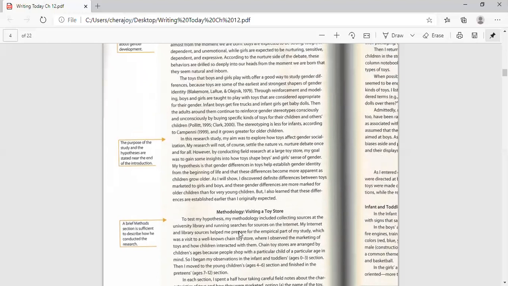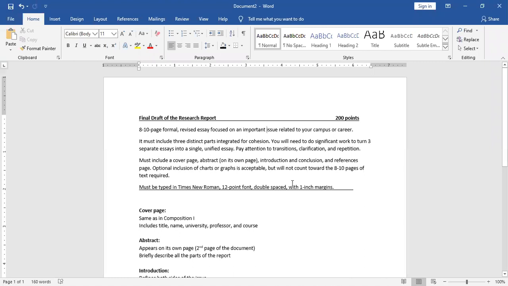When he gets down here, he's moving into the body. I'd like to cover the body in its own video, so I'm going to stop us here and just summarize. I'm going to move us over to this document. So this is what we've covered so far. We're writing an 8 to 10 page formal revised essay focused on an important issue related to your campus or career. It has to include 3 distinct parts, integrated for cohesion, and that will take significant work. It needs to include a cover page, abstract, introduction, conclusion, and references. You can include charts or graphs, but they won't count towards the total 8 pages.